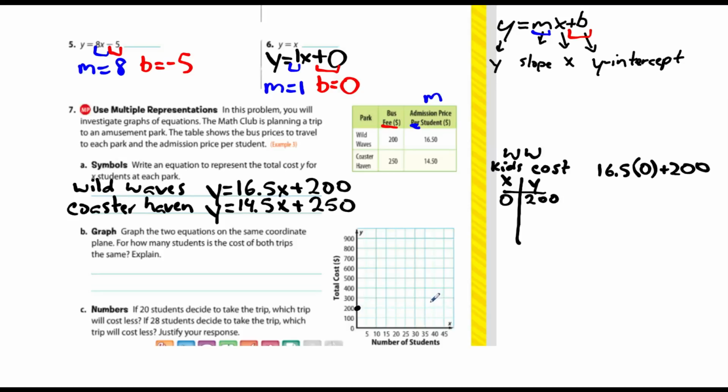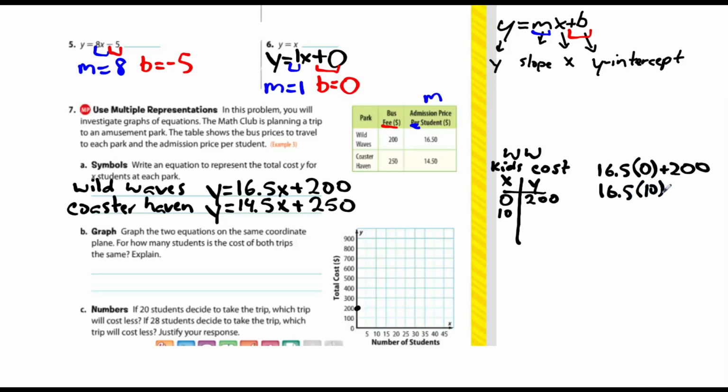Okay. Now the next smallest number we could use is 5. Right? But I have decimals here. I don't want to multiply decimals by 5 because that's just going to give me more decimals. So I'm going to skip ahead. I'm going to say how much is 10 kids. So if you did 5, that's fine. You'll get the same line. I just don't want to work that hard.